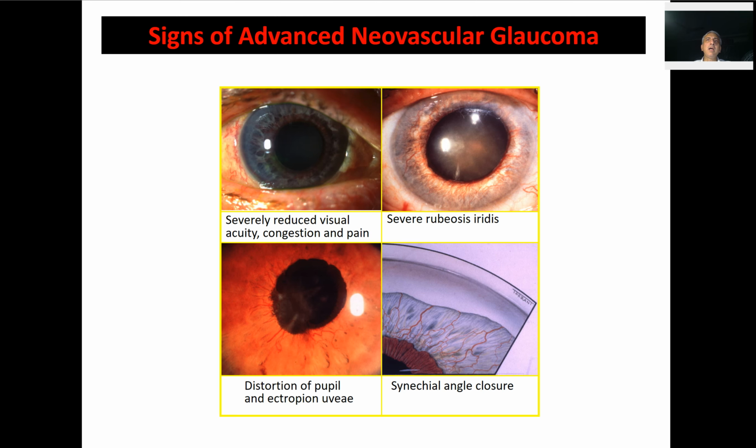What you see in these patients is severely reduced visual acuity, congestion and pain. Severe rubeosis is seen on the iris over here. You've got distortion of the pupil and ectropion uveae. Here you can see the ectropion uveae. The posterior surface of the iris is rotated and you see it in the front. This is called, very important to recognize, ectropion uveae. And here you can see this is the neovascularization, and the angle is closed because of secondary angle closure, because neovascularized blood vessels will grow radially into the angle and then they will close the angle.